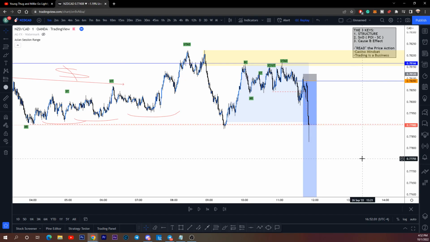I wanted to show you guys this trade breakdown just to give you an idea of how typically our trades go. This is all we're looking for. We're just looking for validation on lower time frames.